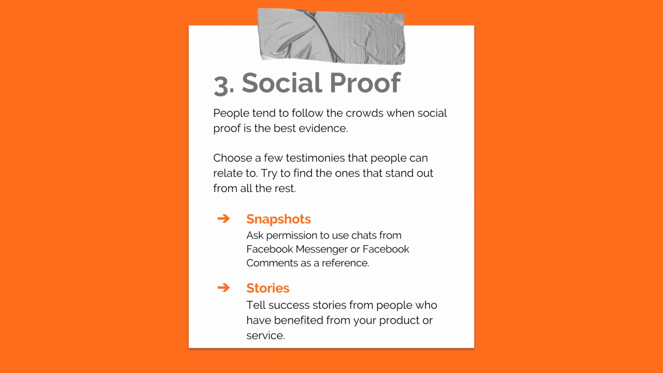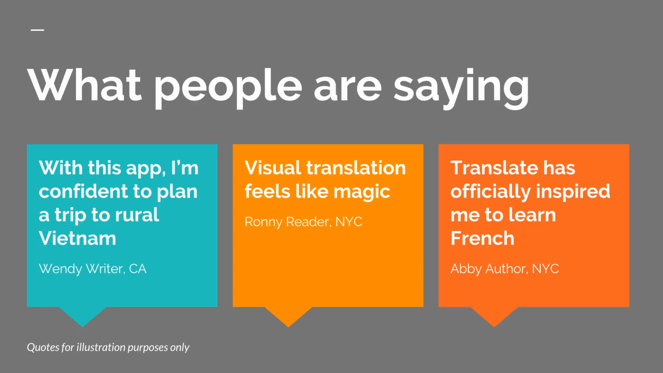your product or service. And then here's another example of a slide that you can put in for social proof. This is simply for illustration purposes only. This doesn't have anything to do with this service. So it's like, with this app, I'm confident to plan a trip to rural Vietnam. Visual translation feels like magic. The template for this slide that I was using is for Google Translate.